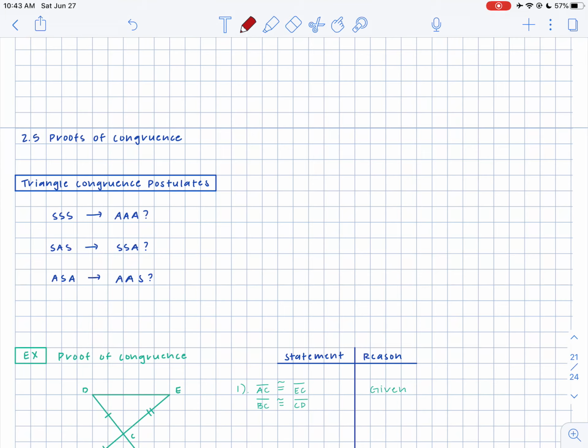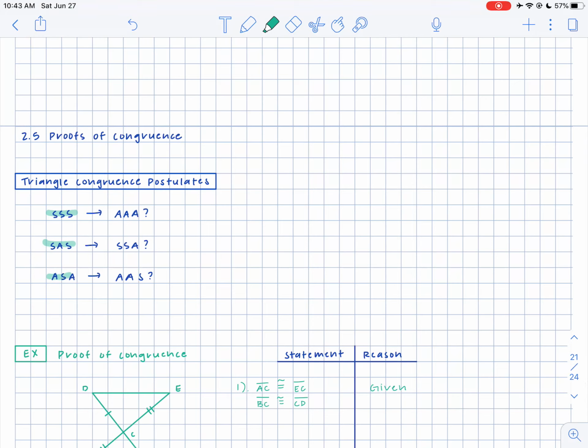Welcome to 2.5 Proofs of Congruence. Remember in 2.4 we talked about 3 postulates and we also learned about one other theorem. The 3 postulates guarantee congruency, and we wanted to know if we could come up with more shortcuts. So we asked, instead of having the side included, can we have a situation where the side isn't included? And we saw that yes, it worked. So these 3 postulates guaranteed congruency, and this theorem guaranteed congruency.